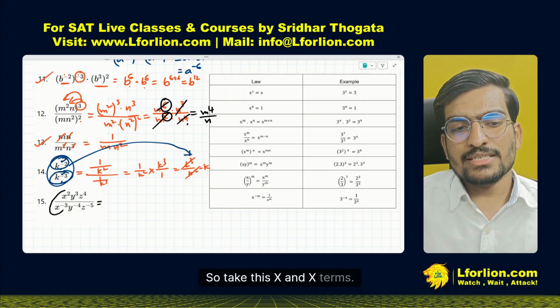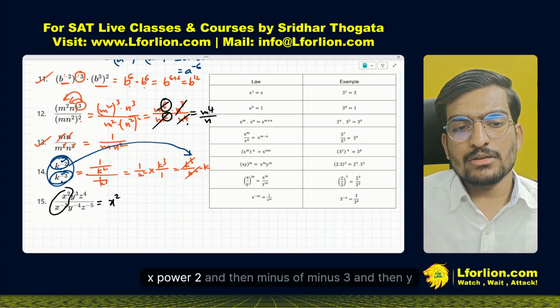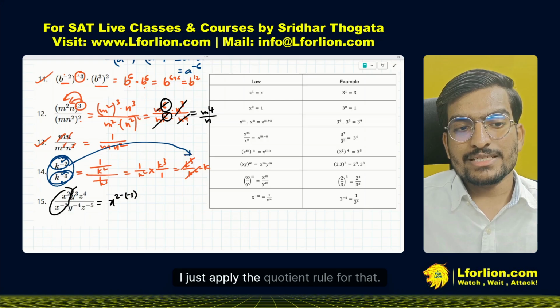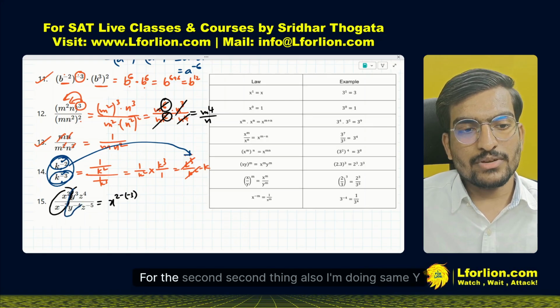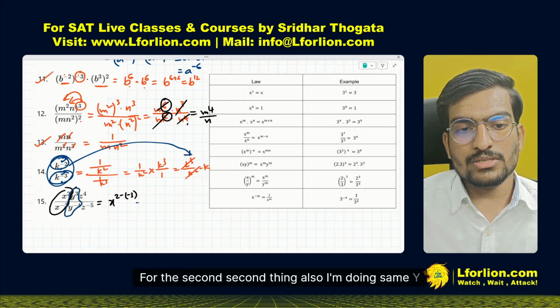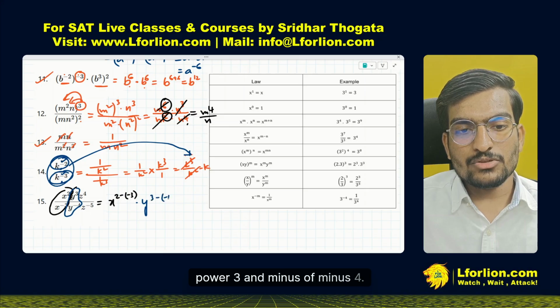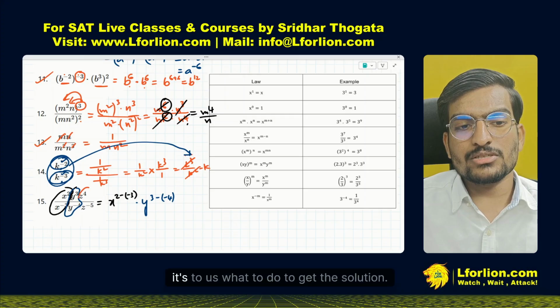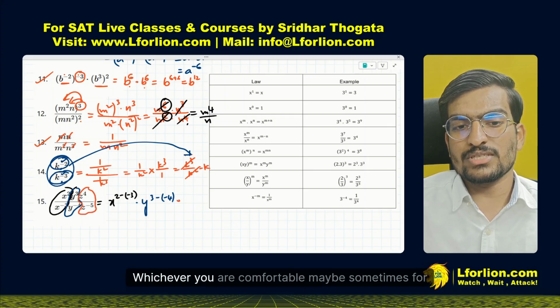Now coming to the 15th question, it's better to do directly. So take these x and x terms, x power 2 and then minus of minus 3, and then y power 3. I just apply the quotient rule for that. For this second thing also I'm doing the same, y power 3 and minus of minus 4, and I'm going to do the same thing for the third one. It's up to us what to do to get the solution, whichever you are comfortable with.